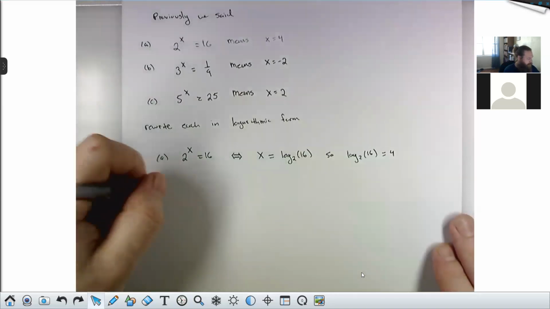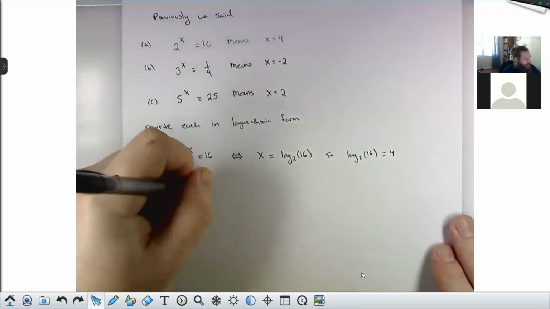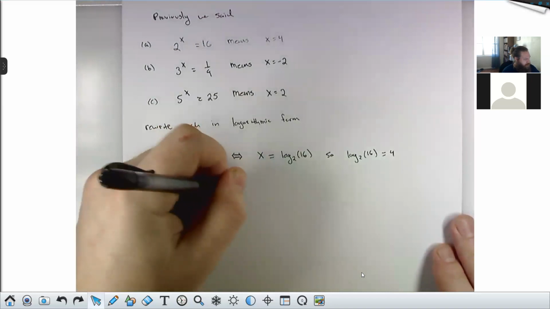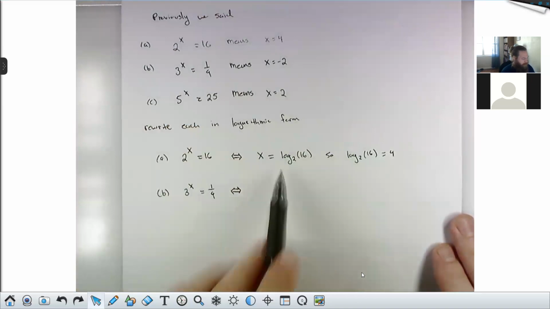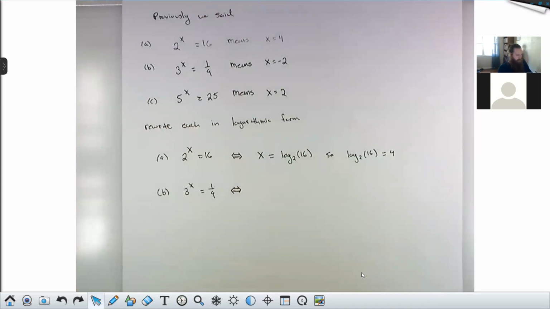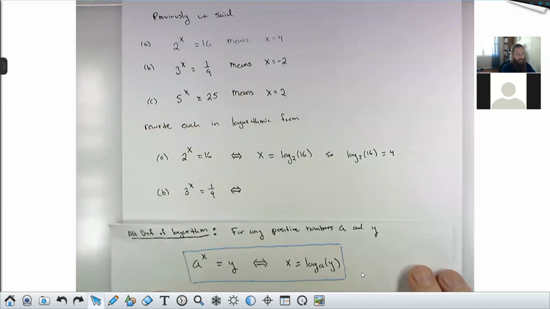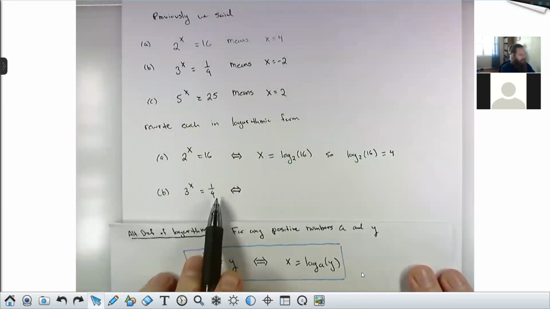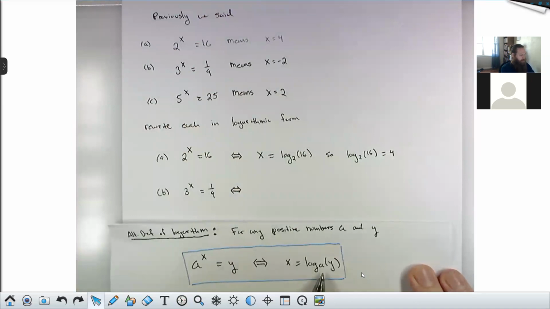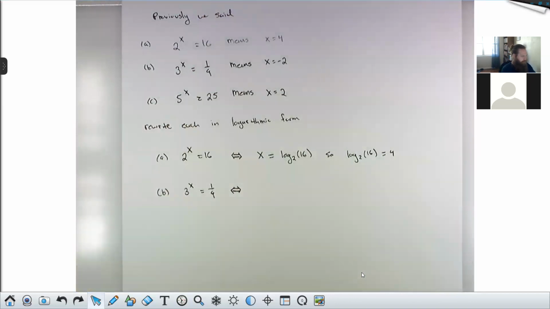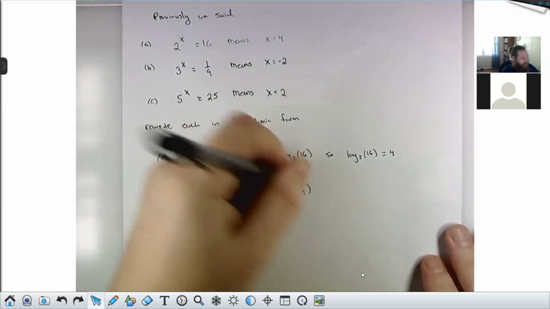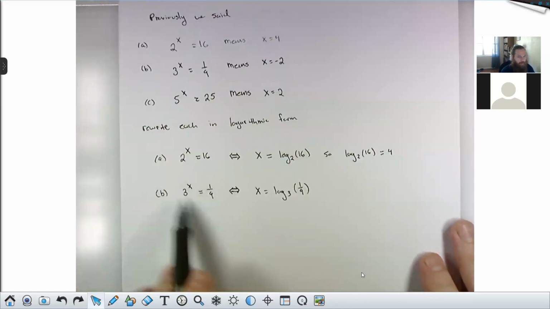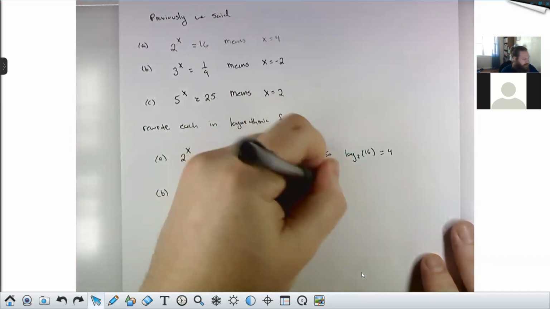And similarly, 3 to the x equals 1/9. If I want to rewrite this exponential as a logarithm statement, again, we're using this blue box alternate definition here. 3 to the x equals 1/9 would mean x is equal to the log base 3 of 1/9. And then we can infer, because we know the solution to this is -2, that the base 3 log of 1/9 has to be -2.